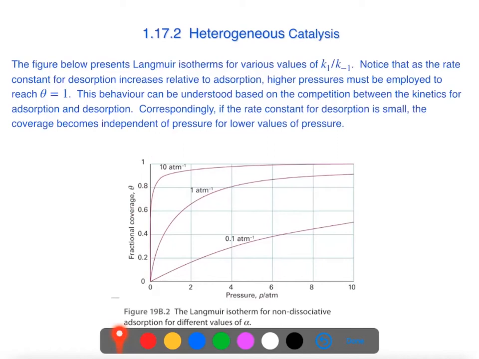Correspondingly, if the rate constant for desorption is small, the coverage becomes independent of pressure for lower values of pressure, meaning that as the equilibrium constant increases in value, we're going to observe a fractional coverage of 1 at much lower pressures than we would observe if the equilibrium constant was much smaller.